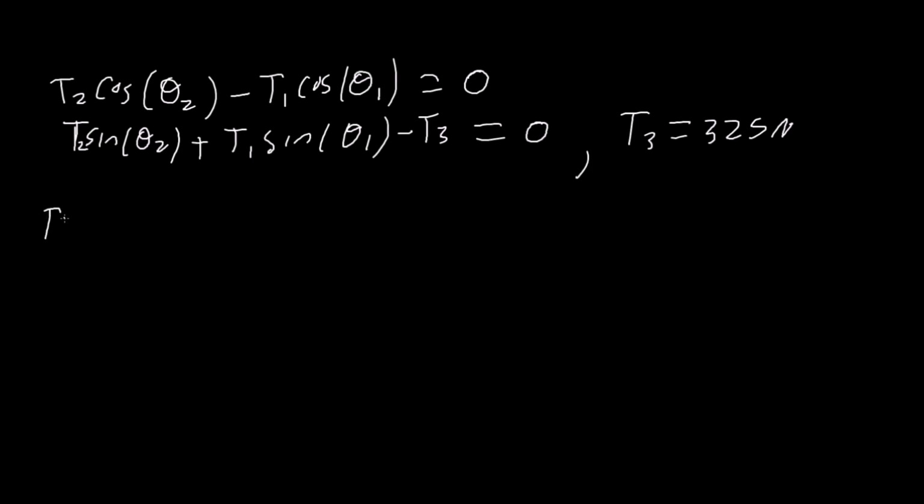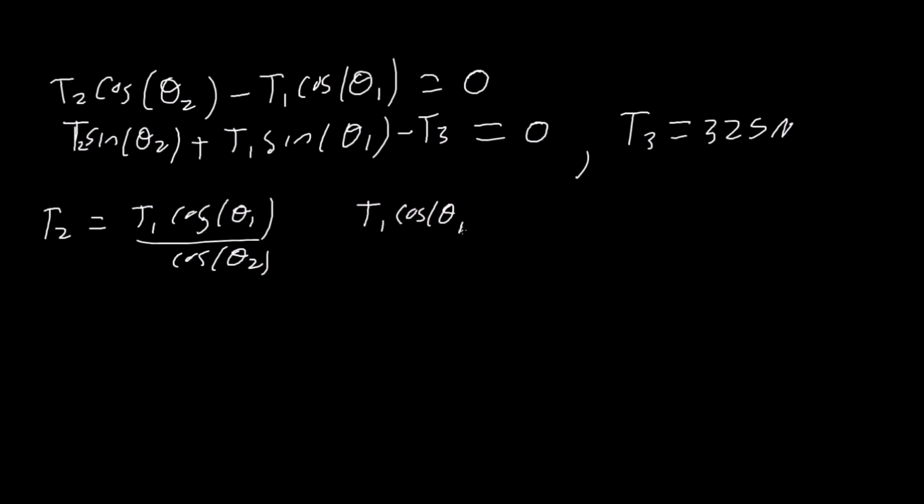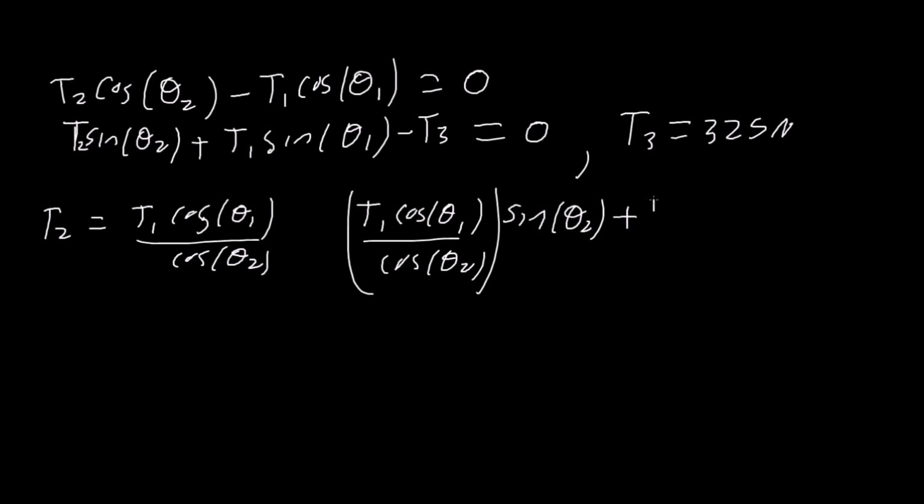So here we're going to solve for T2 on the first equation. T2 is going to be T1 cosine of theta 1 divided by cosine of theta 2. Remember, folks, these values are given. So we're going to replace that with T1 cosine of theta 1 over cosine of theta 2. This is going to be plugged in there as a variable. Sine of theta 2 plus T1 sine of theta 1 minus T3 equals 0.